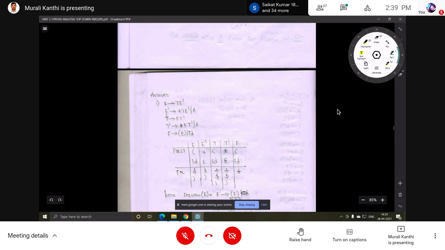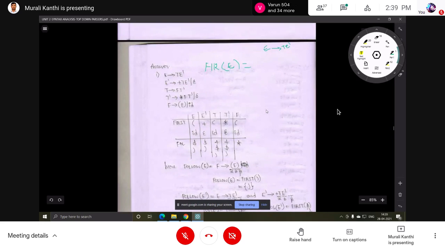Now take the E production. I want to find out the first set for E, so first of E. Consider the E production, E implies T E dash. For the right hand side, apply first of T E dash, this entire first of T E dash. The first symbol is T. Now go to the T production.